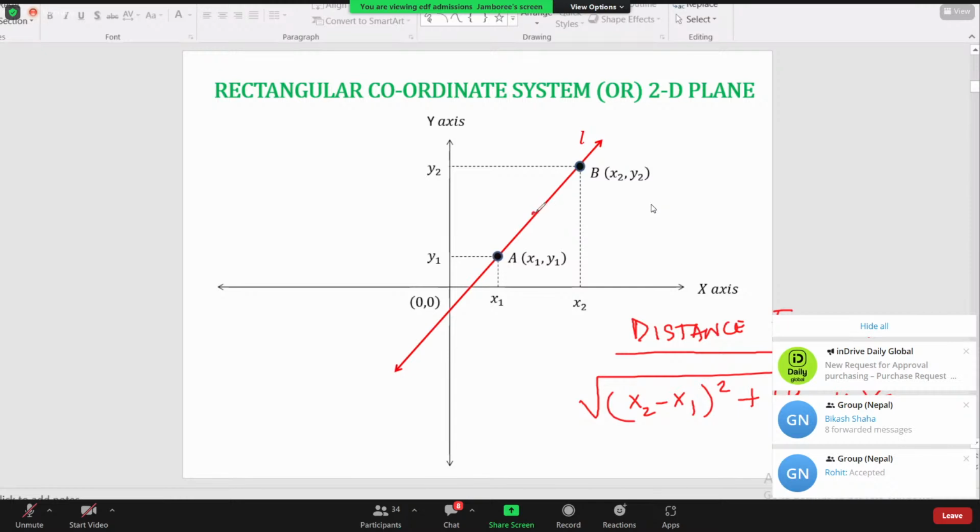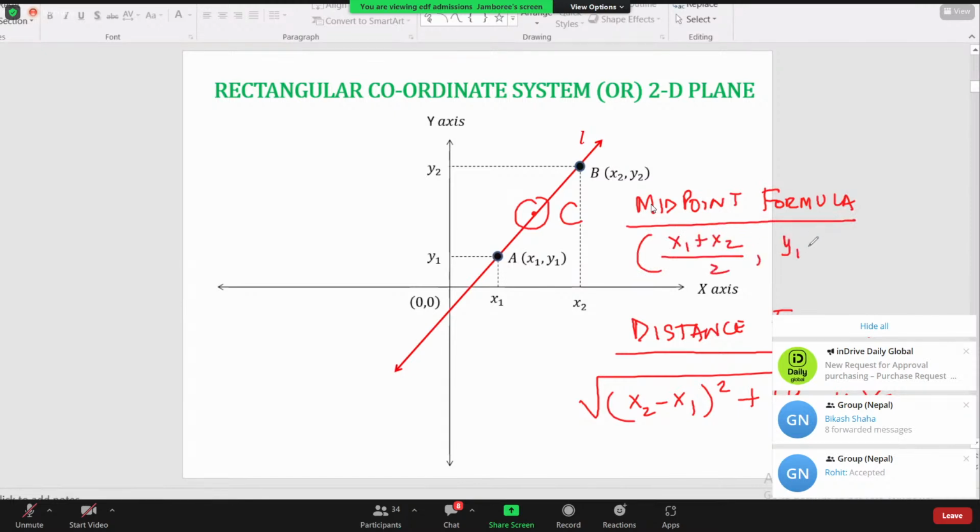Also, let's say there is a point C, which is the point of bisection of AB, which can also be called the midpoint. If C is the midpoint and we are asked to find the coordinates of the midpoint, we will use the midpoint formula, which is (x1 plus x2) divided by 2, comma, (y1 plus y2) divided by 2. So it's the average of x coordinates, comma, average of y coordinates that gives you the coordinates of the midpoint C.